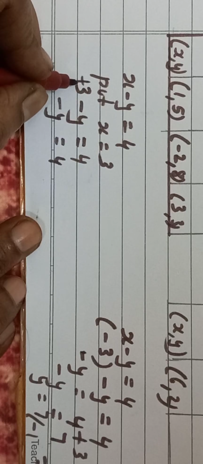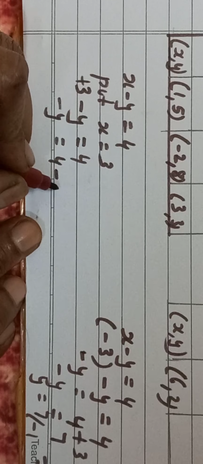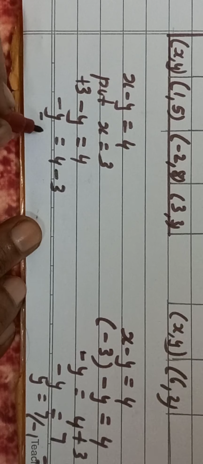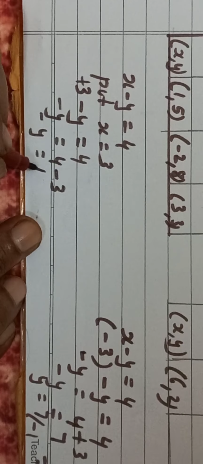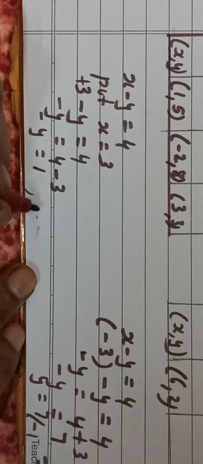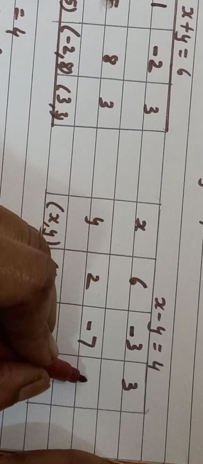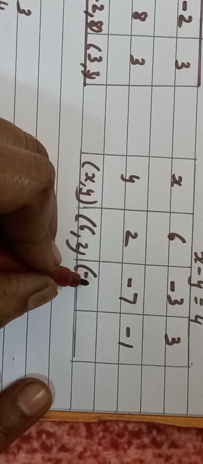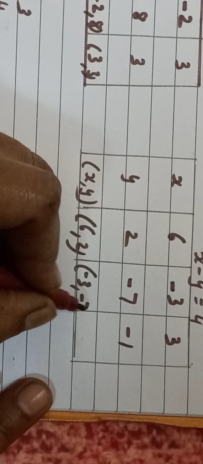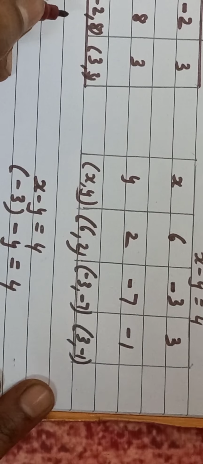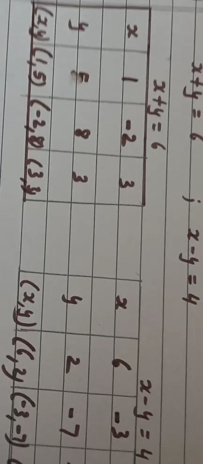And plus sign, minus sign, 4. Here 3 is there, plus 3. Take it to LHS, it will become minus 3. So you will get minus y is equal to 1. So you will get y is equal to minus 1. Okay. So here we have got minus 1. So now x comma y, here it is minus 3, minus 7. And here it is 3 comma minus 1. Okay. So this way you have to complete the two tables.